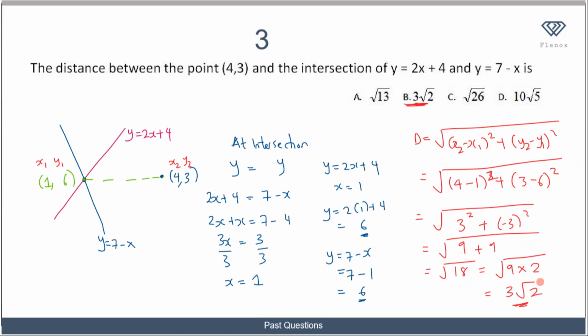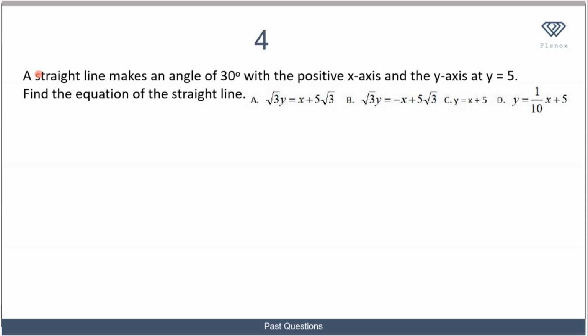3 root 2. Now let's look at another example, and here we are told that a straight line makes an angle of 30 degrees with the positive x-axis and the y-axis at y equals 5. Find the equation of the straight line.